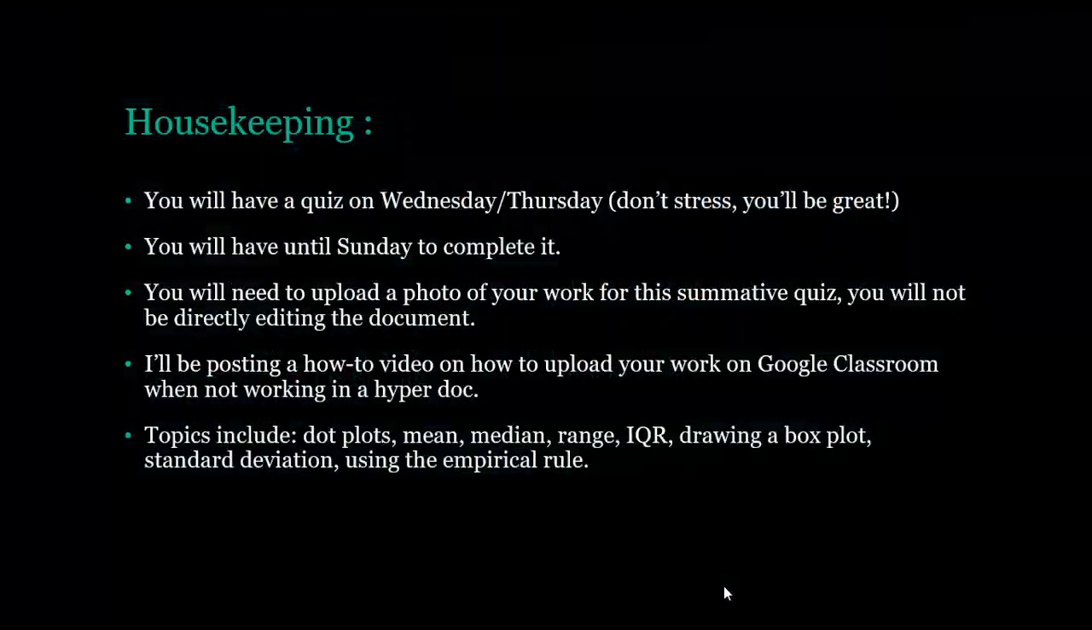Some general housekeeping: you guys are going to have a quiz on Wednesday or Thursday. Don't worry, you're going to be great. It's an open-ended free response of all of the skills that you have practiced, and you're going to have until Sunday to complete it. Don't try to cheat. I have multiple versions that I'm going to be giving out. So you have until Sunday, relax.